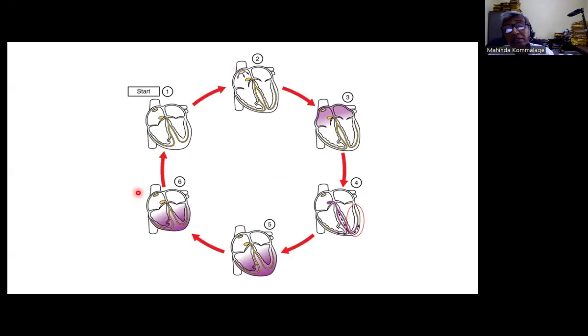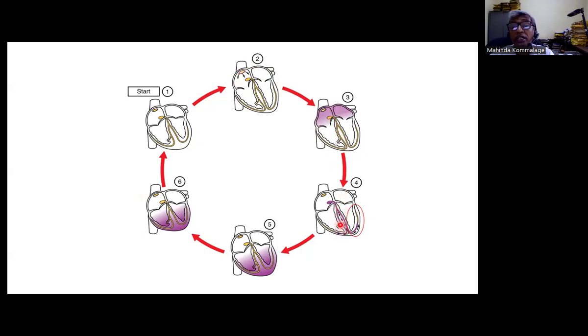Right. So in this diagram, again, you can see the same cycle. The SA node generates electrical activity and it spreads. With the SA node generating electrical activity, this color change represents the contraction. Contraction will occur. Then at the next point, electrical activity will spread to the ventricle.